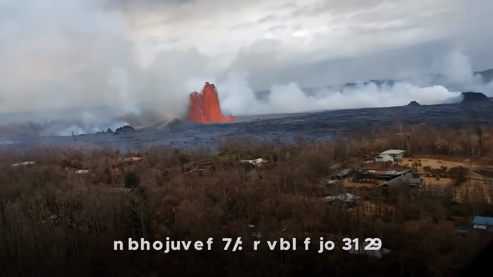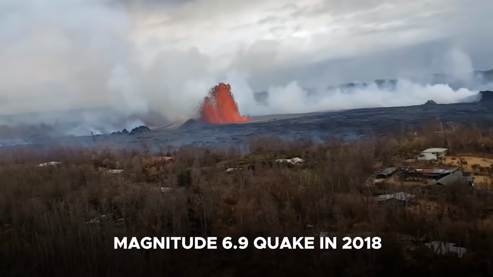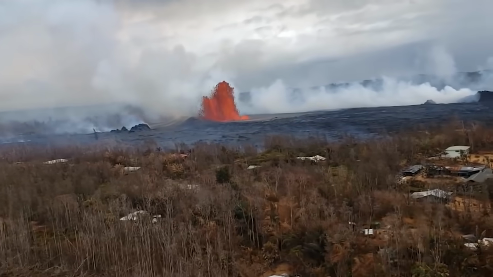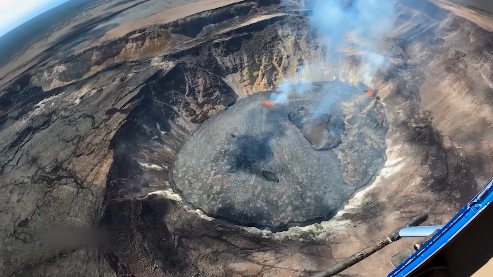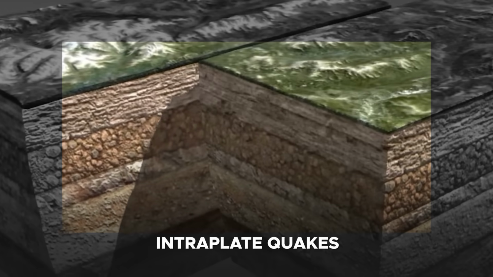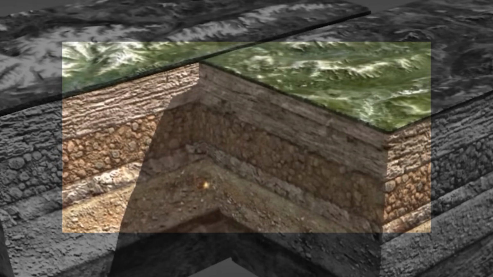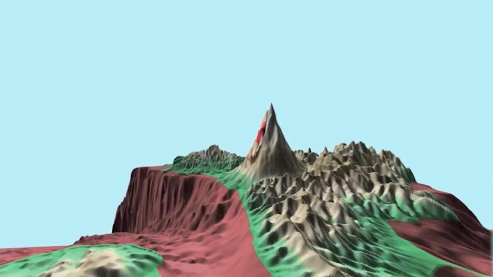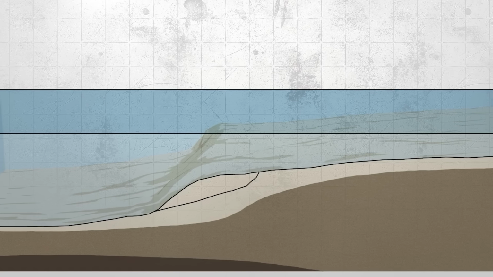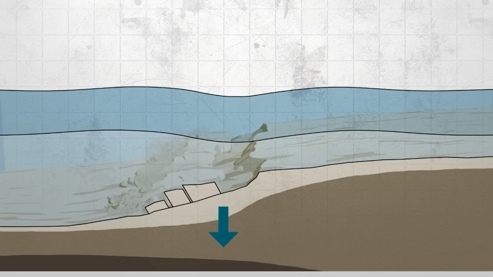More recently, a magnitude 6.9 quake in 2018 accompanied the Kilauea eruption, collapsing parts of the summit caldera. Deep intraplate quakes beneath the older islands are less common, but possible, as stresses accumulate in the flexed Pacific plate. Even moderate shaking could destabilize submarine slopes or trigger underwater landslides capable of producing tsunamis.